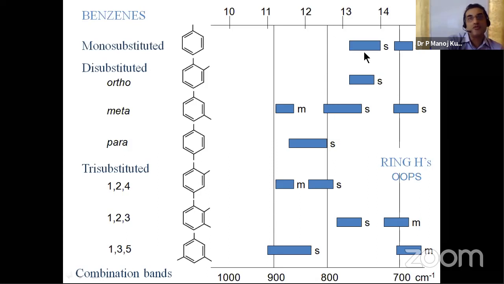Mono substituted, two peaks, 700 and 750. Disubstituted, single peak at 750. Meta, three peaks, 700, 800, 900. Para always gives a single peak at 800. The other things, like 124, 123, 135, you can note from the slide if you want.